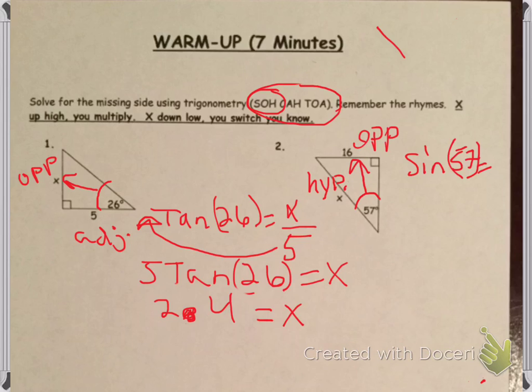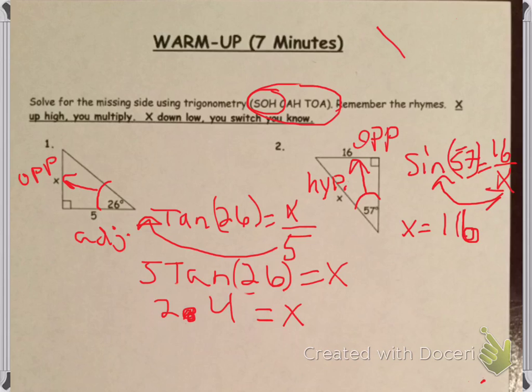That's what comes first with SOH, okay, so 16 over x. And then if I look at my rhyme up top, I should be able to solve this pretty easily. Well, I notice that x is down low, so if x is down low, you switch. So I'm going to take x and the sine of 57 and switch them. So that becomes x equals 16.